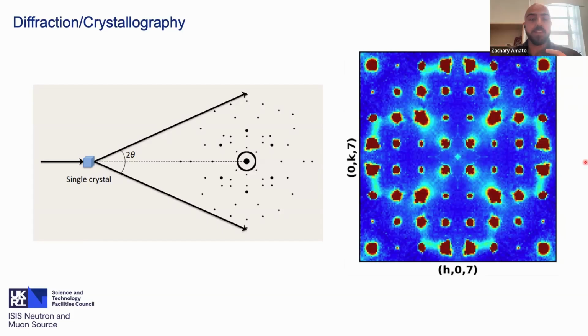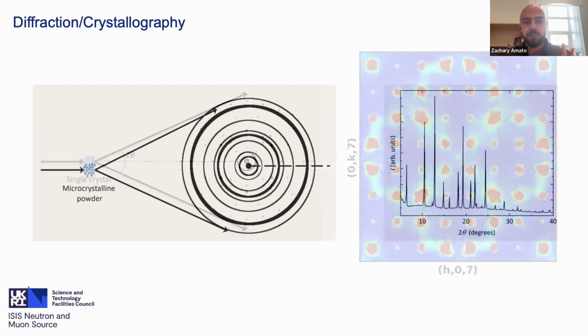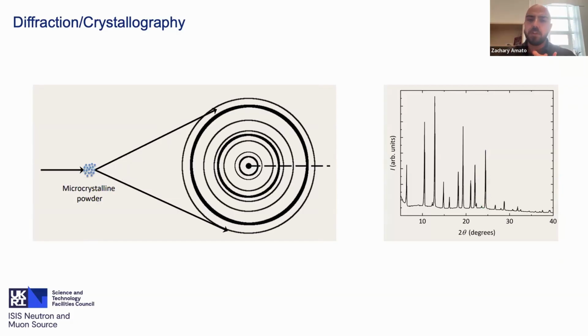The problem, though, is that for most samples, it's really hard to make a single crystal that's big enough to get good resolution. So predominantly, we do the powder diffraction method instead, where essentially you powder your material, put it in a container, and then scatter from that. And instead of having those dots, you're going to have a much more smeared version. But when you reduce that data from the image down to your 1D, you'll get those sharp Bragg peaks.